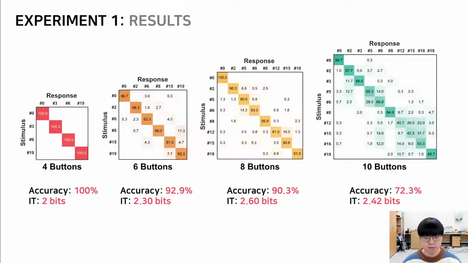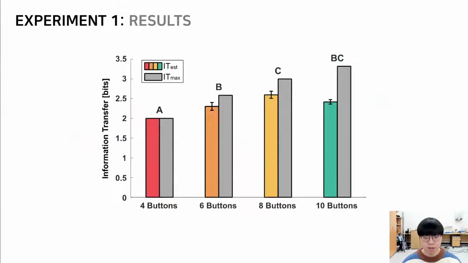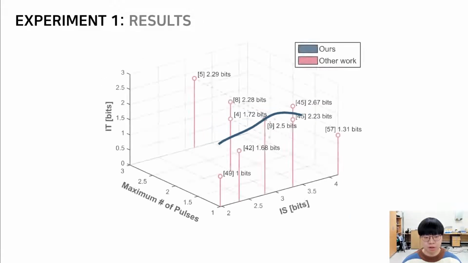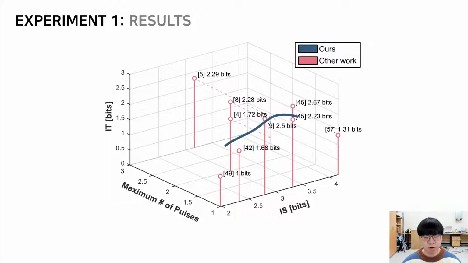The confusion matrices for the 4 sets are shown in this figure. The bar graph shows the PC and IT scores, and the IT score was maximized to 2.6 bits. Equivalently, the participants near perfectly recognized 5 to 6 buttons when more than 8 augmented buttons were presented. Also, the highest IT score of our augmented buttons is comparable to the results of other research for estimating IT values of vibrotactile stimuli.